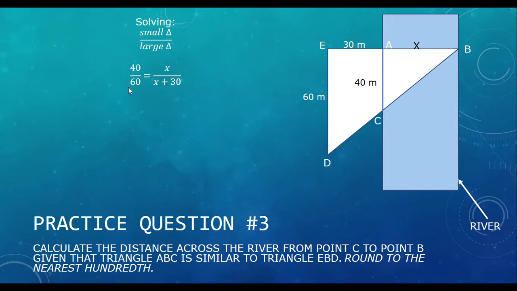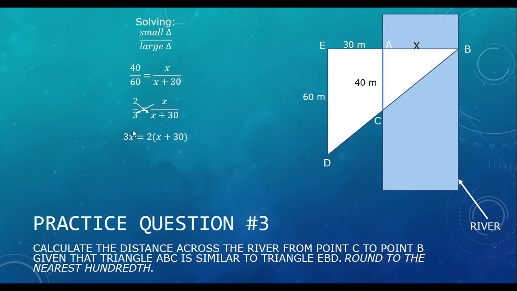Here's where it's a little bit tricky. My height of the small triangle is X, and the height of my large triangle is X plus 30. When I'm solving proportions, if you remember way back a few weeks ago, I personally like to go ahead and simplify this fraction if I can, so I'm working with smaller numbers when I cross multiply.